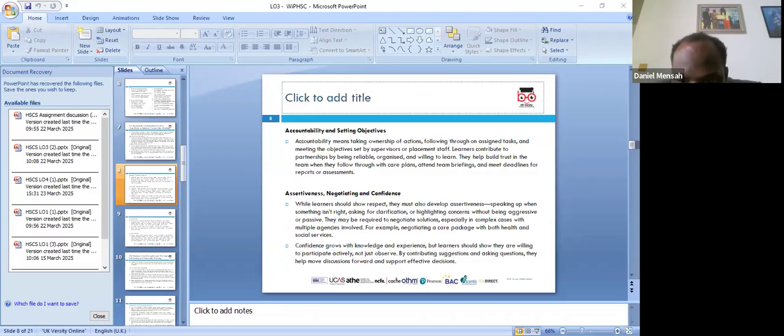Assertiveness, negotiation, and confidence. While learners show respect, they must also develop assertiveness: speaking up when something isn't right, asking for clarification, or highlighting concerns, not being aggressive or passive.